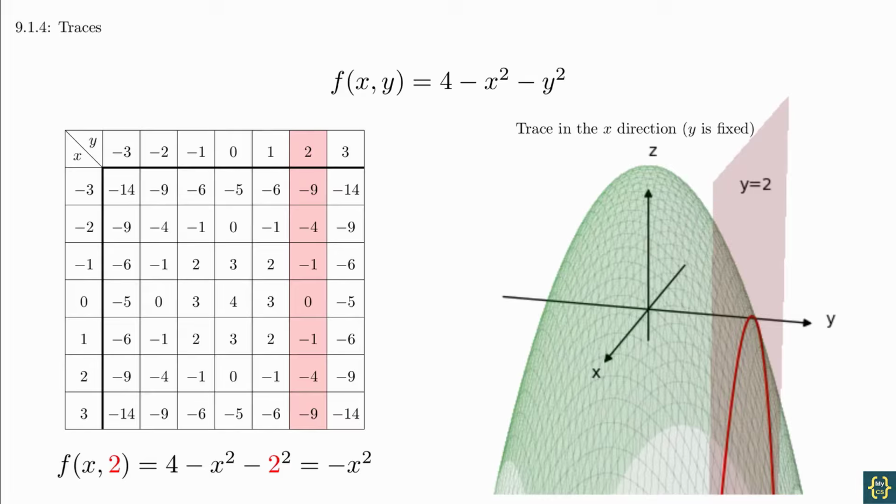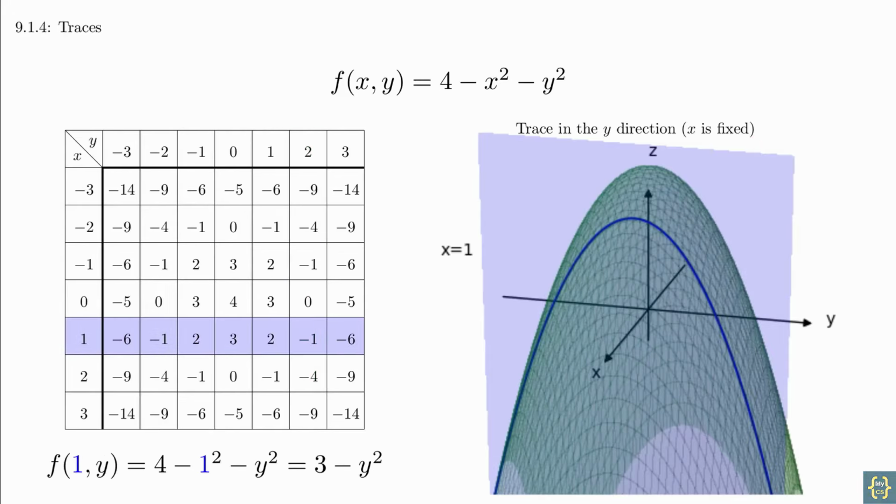You can also see that we can derive the formula for the trace by simply substituting the appropriate value in for y. In the same way, we can do a trace in the y direction by fixing x to be equal to 1. This corresponds to a row of values on our chart. In fact, the graph itself is nothing more than a large collection of traces.